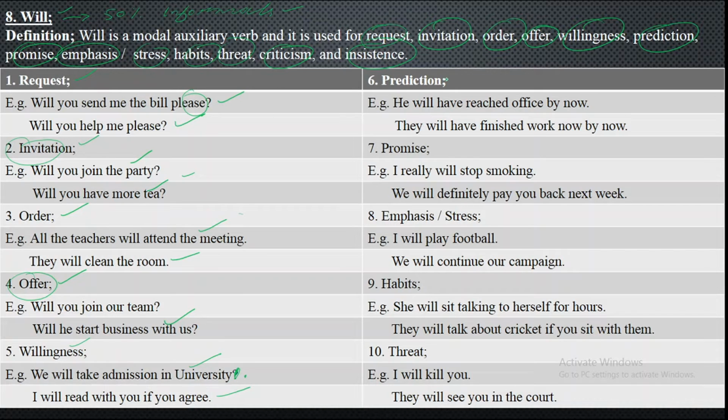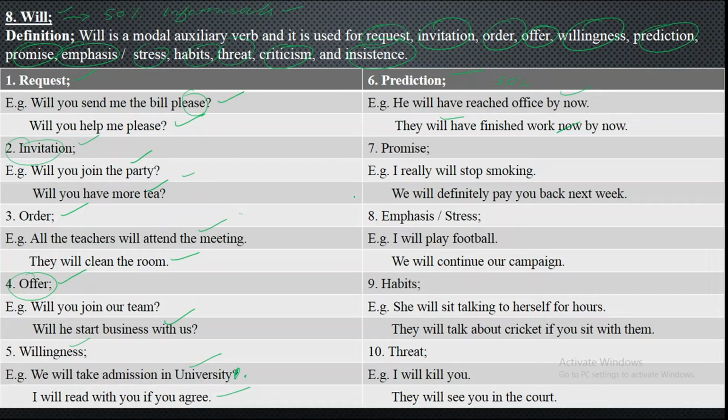Next is prediction, and prediction is of 50% in future, as I told you at the beginning of lecture. He will have reached office by now. In my point of view, he will have reached by now, but I have not seen him here. Just it is my prediction, and they will have finished work by now. Here again, you are going to predict it in future.